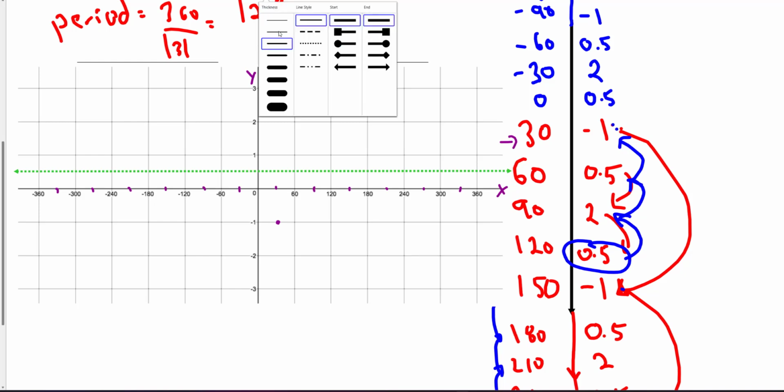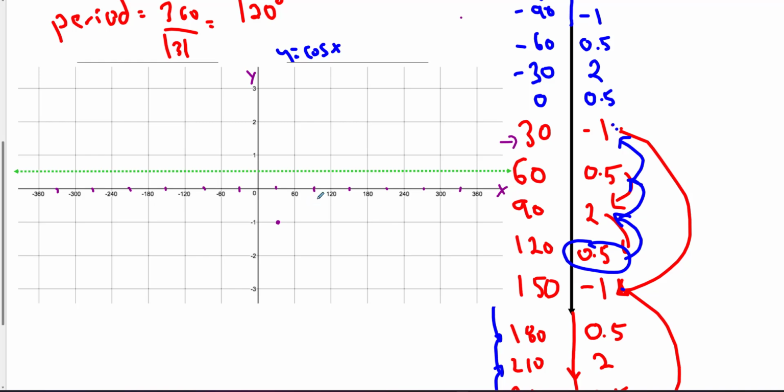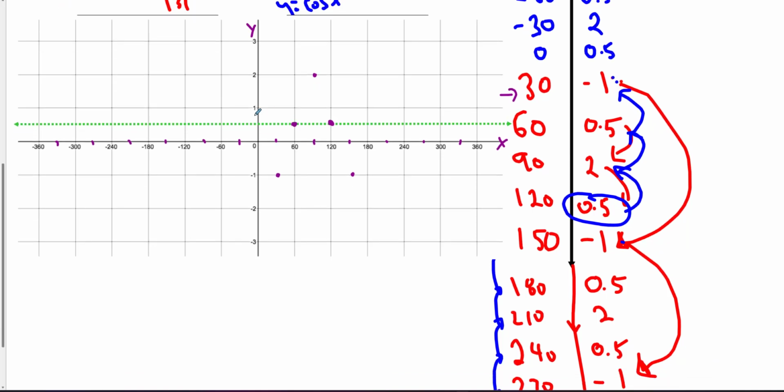All right, and now we can draw our graph. So our first point was 30 and negative 1, 60 and 0.5. So I know that 0.5 has to be here because that's my midline. Next point is 90 and 2, so we're up here. Now we're at 120 and 0.5, so 120 and back to the middle line. 150 and negative 1, back down to minimum. And now I'm going to continue. So these would have been my first 5 points. I would have just graphed these 5 points.